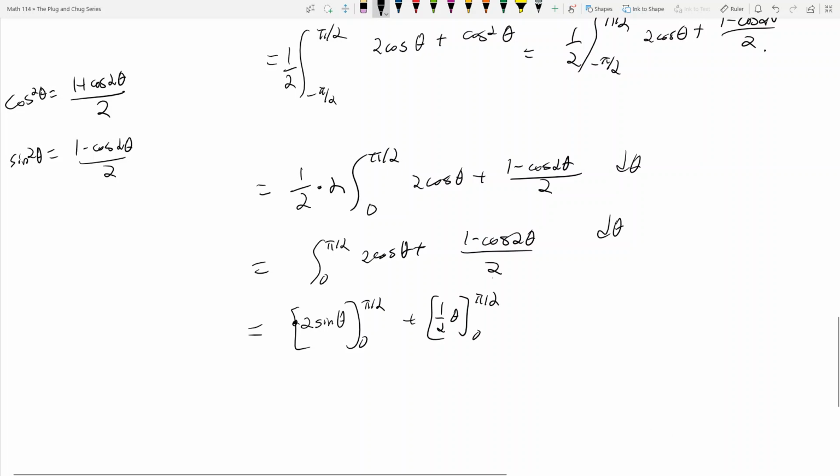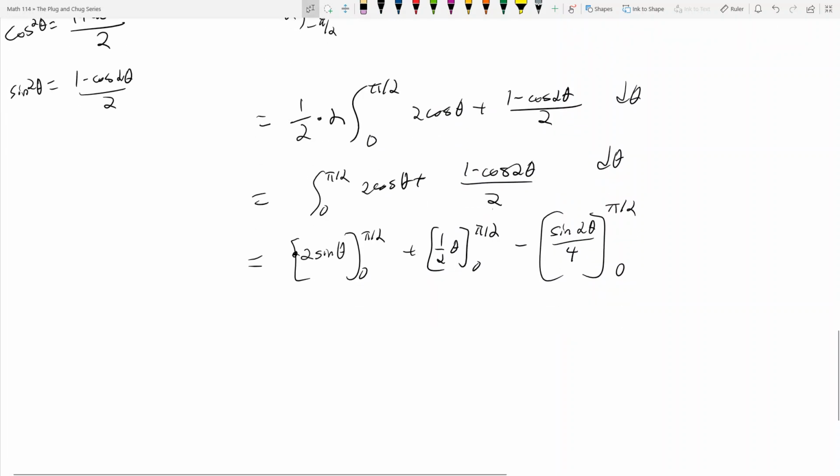And then I have a minus. So this is cosine 2 theta over 2, but if you integrate that, it's actually sine 2 theta over 4, right? Because if you take the derivative, the 2 has to come out in front, and that cancels out the bottom by a factor of 2. Now I have to evaluate that going from 0 to pi over 2. All right, and what is this equal to?